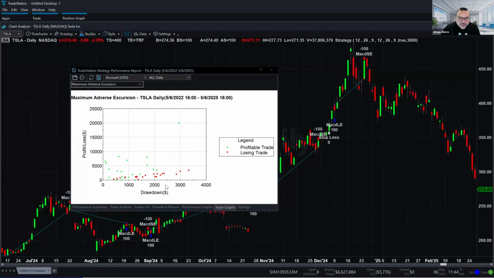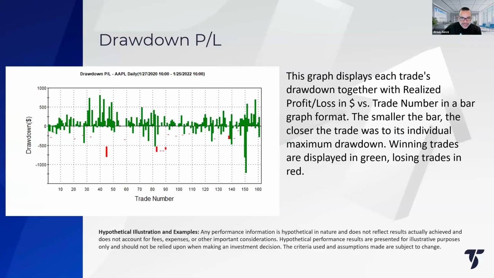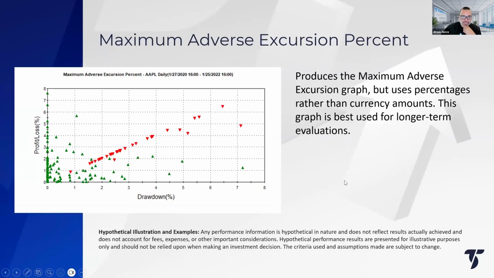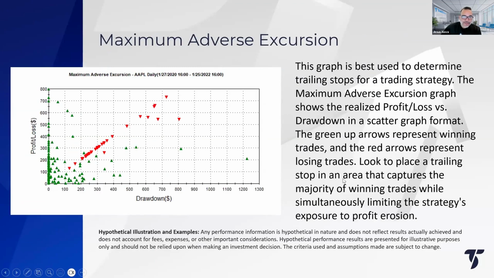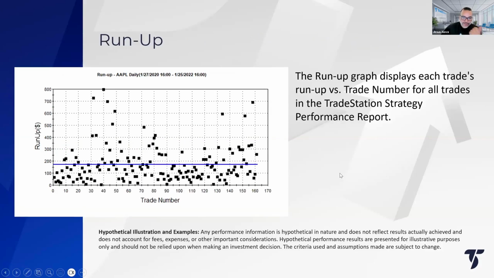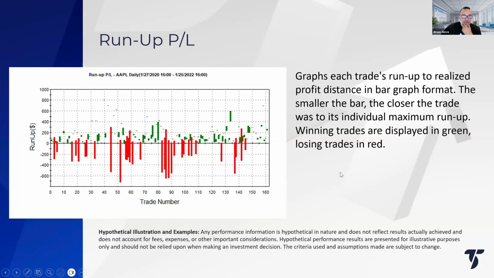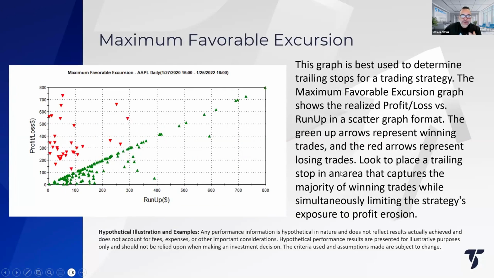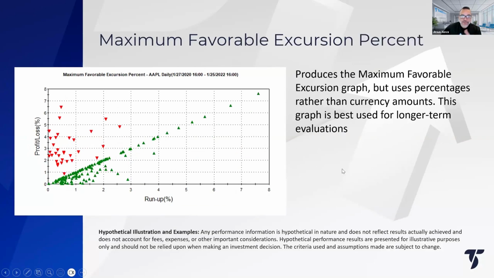And that's it. I think those are the main graphs. Just use the PDF, which gives you a brief description of what each of the graph does. That's the maximum adverse excursion, also expressed as a percentage, if you like to think in percentages. Then we have the run-up and the maximum favorable excursion, which looks at the run-up instead of the drawdown.